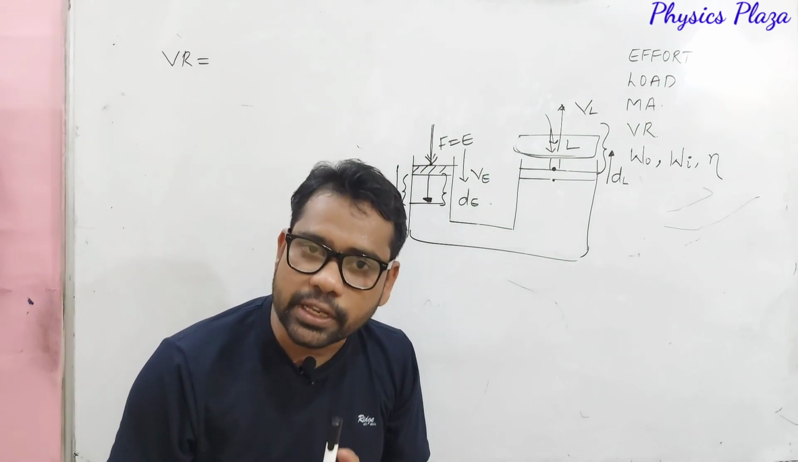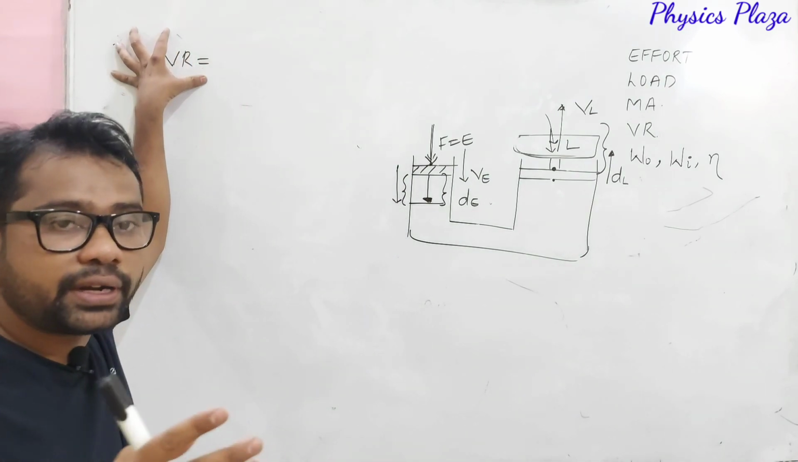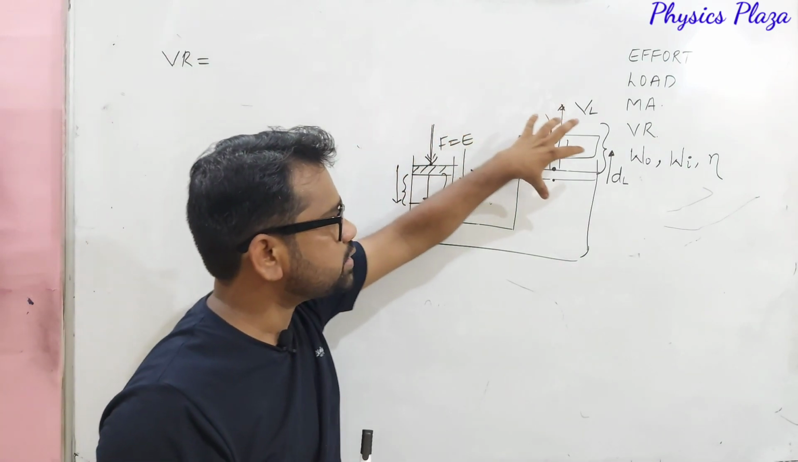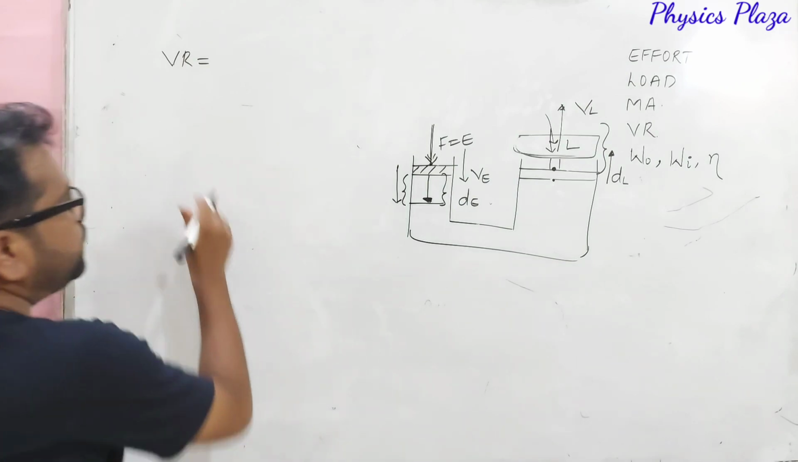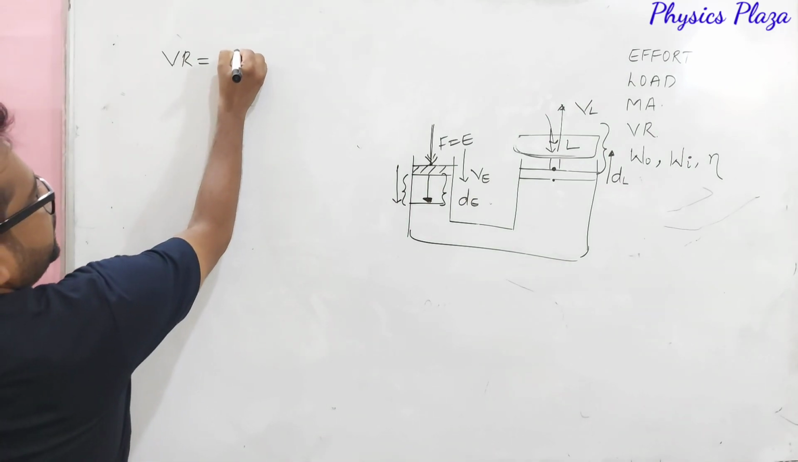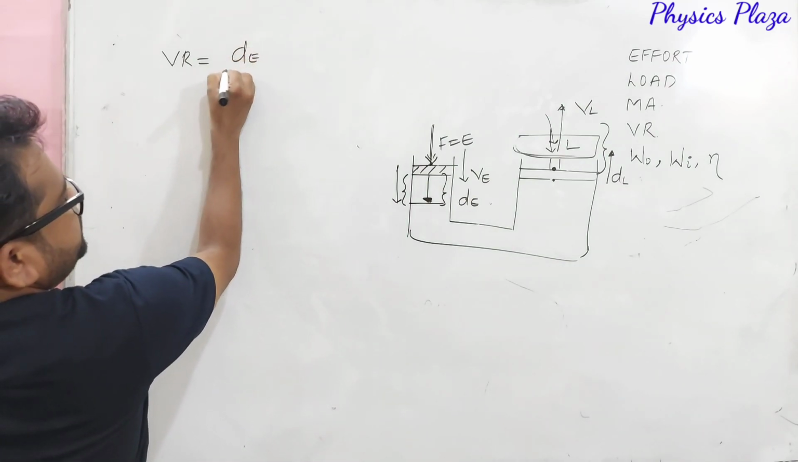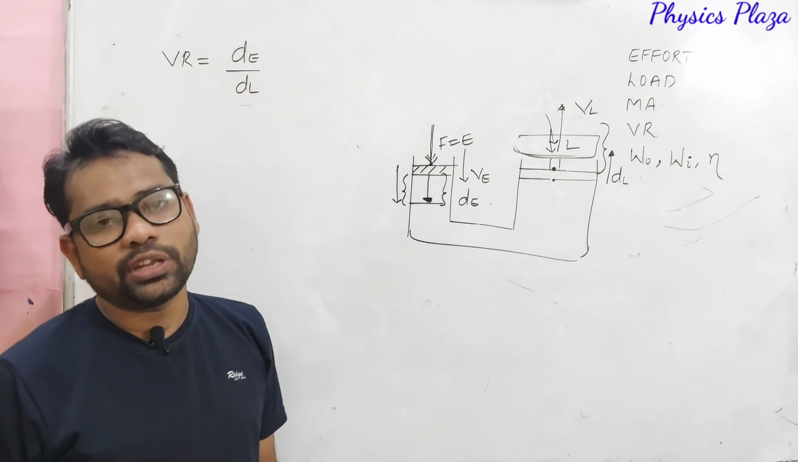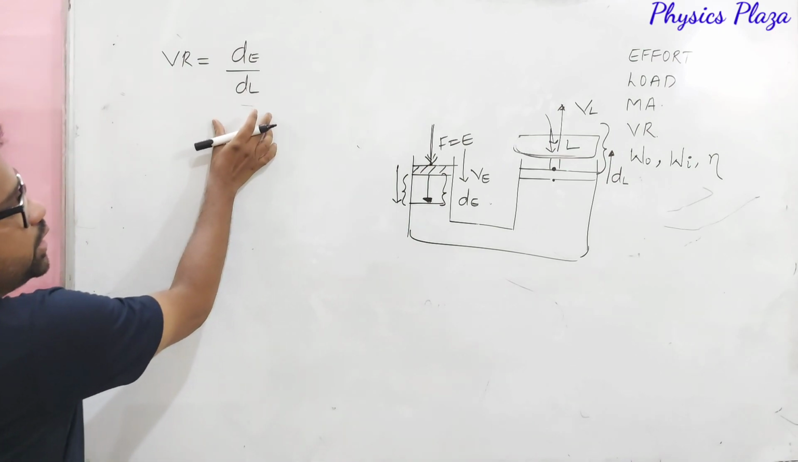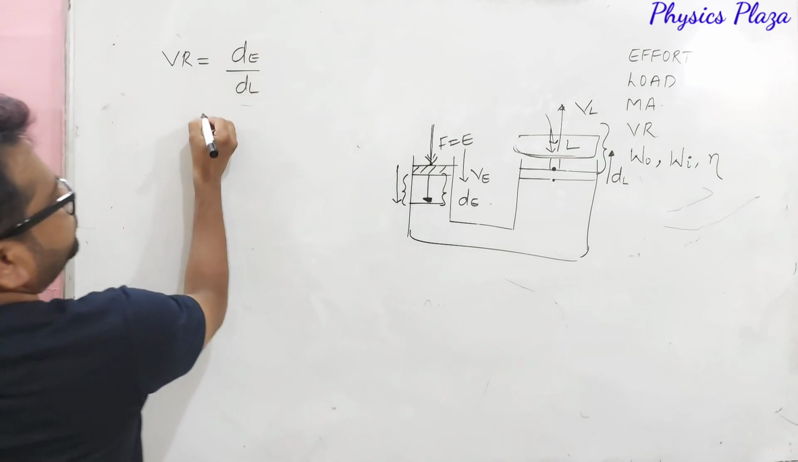Then how to define velocity ratio? Velocity ratio is defined in terms of displacements, though it can be defined in terms of velocities also. So here velocity ratio is defined as the ratio of effort displacement to the load displacement. Effort displacement to the load displacement. So can we write like this?